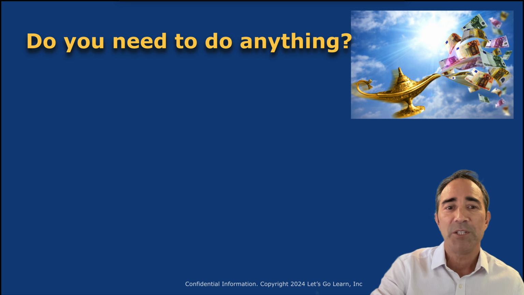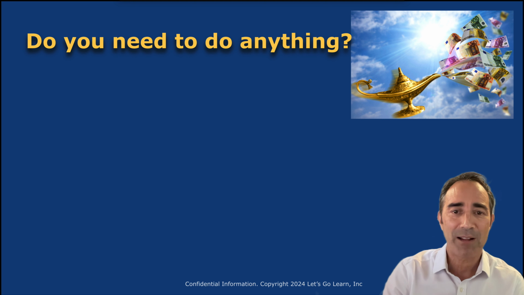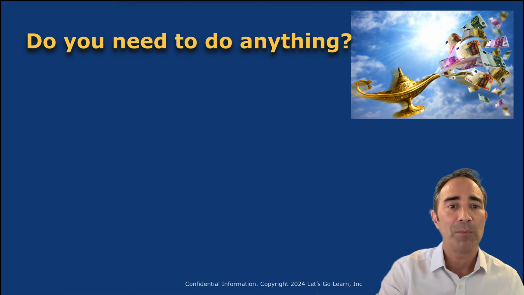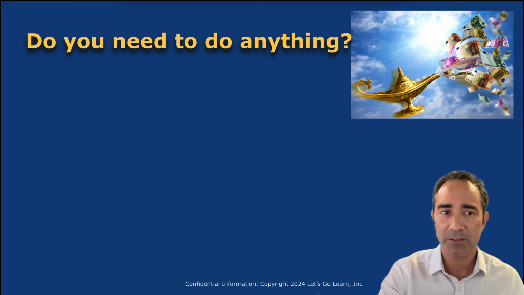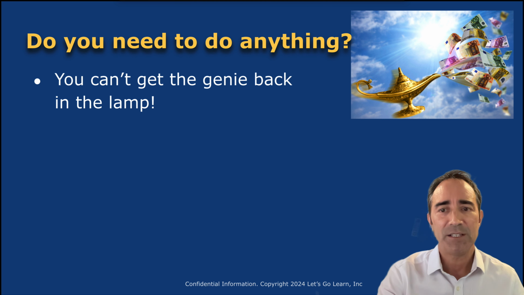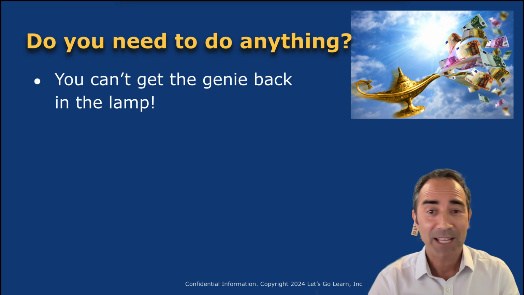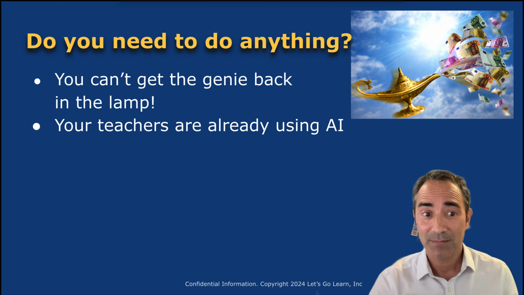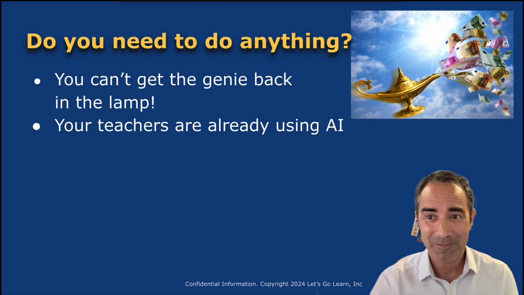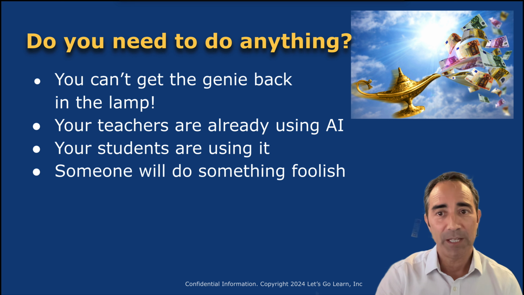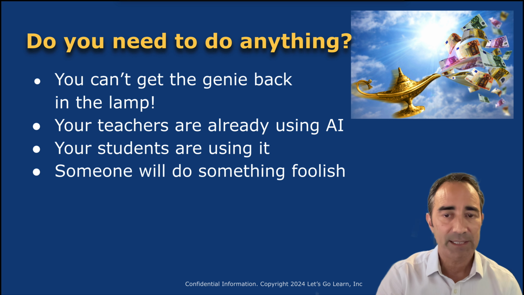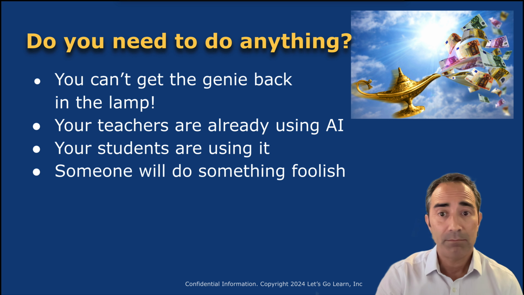Now, do you need to do anything? So first of all, I want to make a case. I know you're probably here, so you probably realize you do. But this is also something you could bring back to your districts or your schools to have conversations with your team. Because some people may say, oh, let's not worry about it. But I want to explain that we really do need to. Okay, so first of all, you can't get the genie back in the lamp. AI is out. And so your teachers are already using it. Some of your students are already using it. And at some point, someone will do something foolish. So I think it's really important to have policies in place and explicitly state stuff.